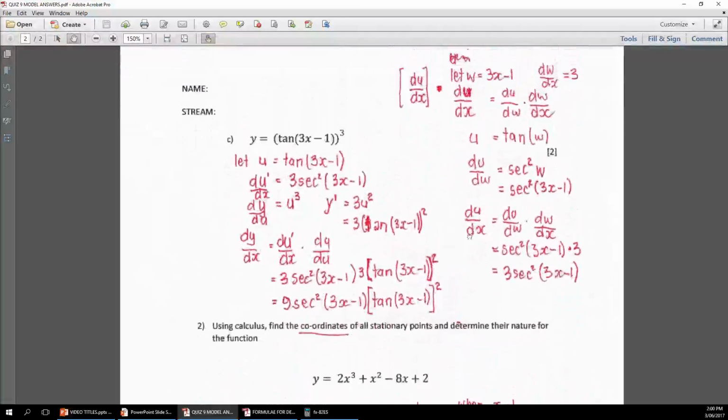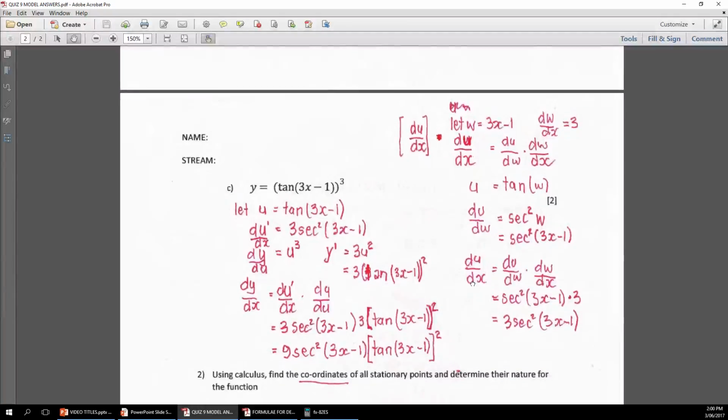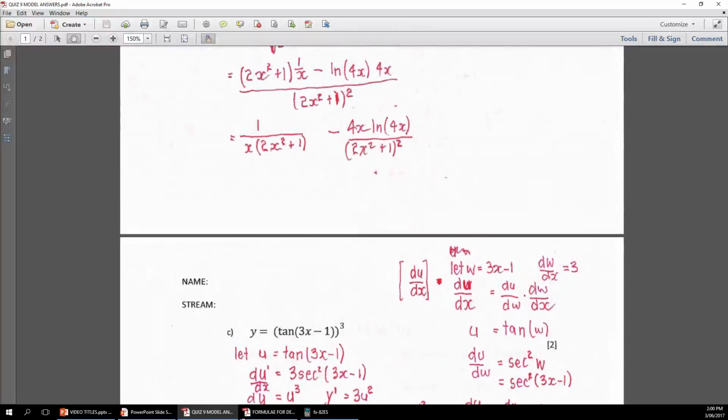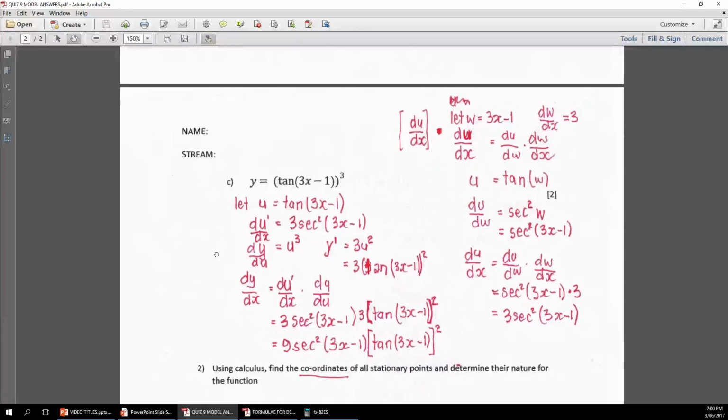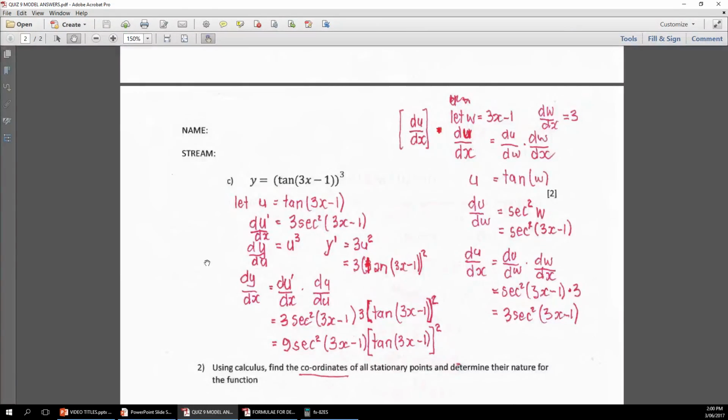Right, let's move on to question 1c. So that was 1b. The third question. Right, so we've got y equals bracket tan 3x minus 1 bracket cubed. So definitely what we have here is a function in a function. So we've got the tan 3x minus 1 is one sort of function, and then that's all cubed, which is another function.